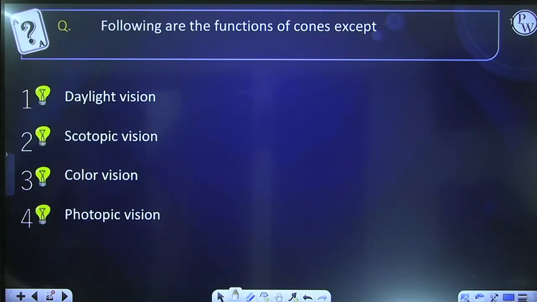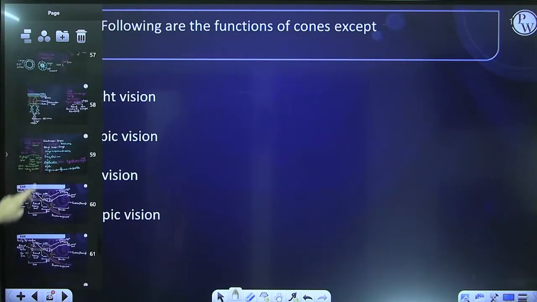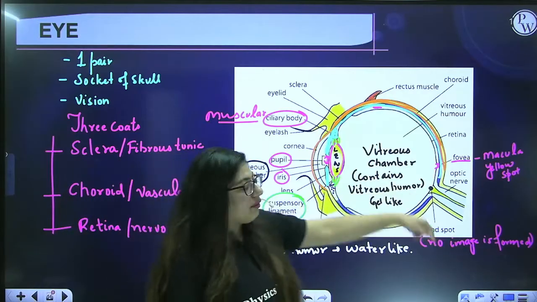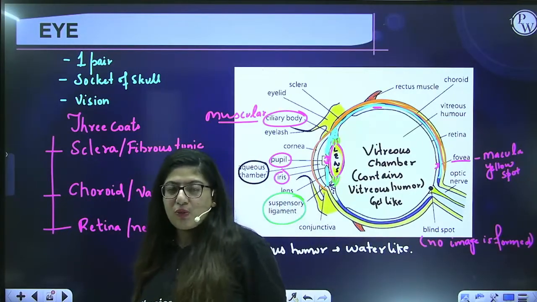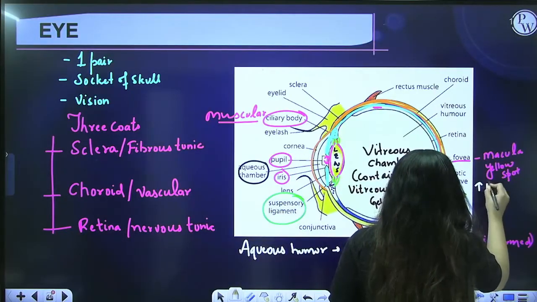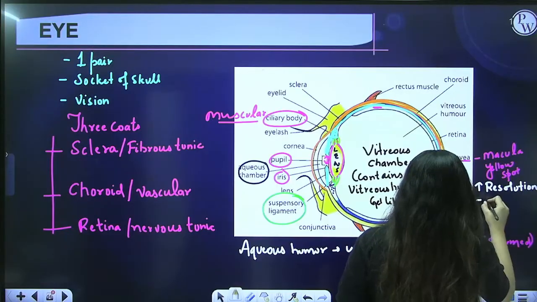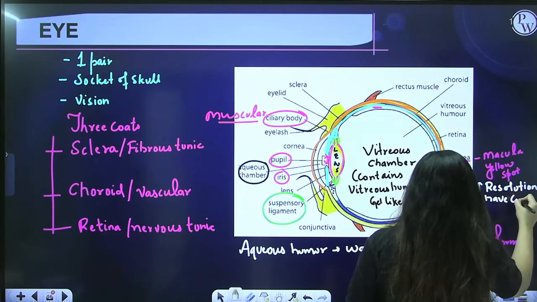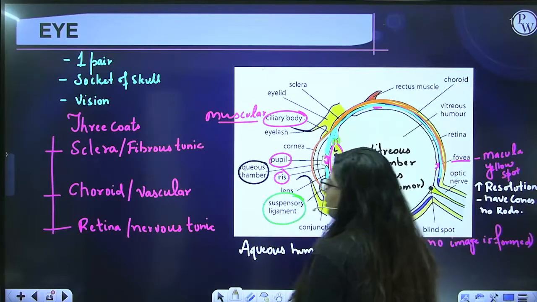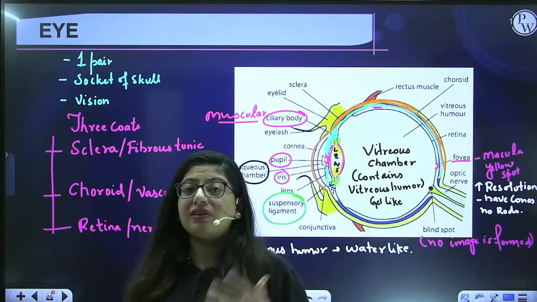One more thing that I want to add about the eye. We have done the structure known as the fovea. The fovea has a structure called the yellow spot. This is the area of highest resolution, meaning the brightest image will be formed, and it only has cones. There are no rods. That's why it's the area of highest resolution, because it helps you see all the colors and light clearly.